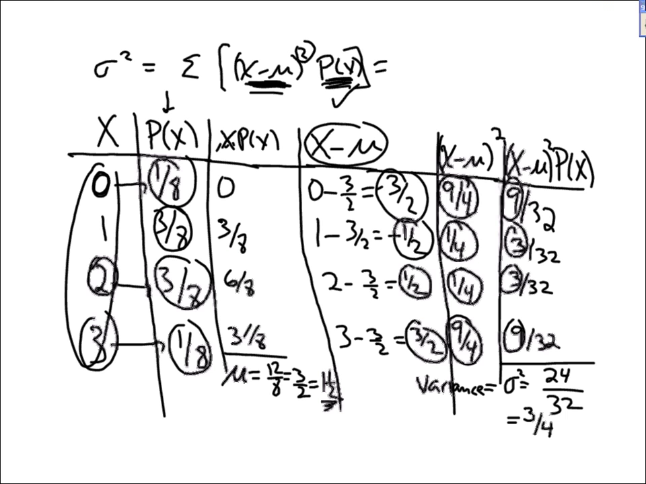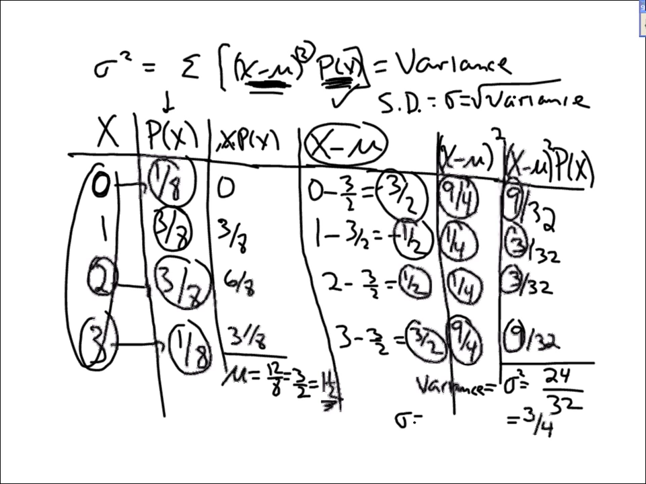The top formula was the variance. But remember, the standard deviation, which is denoted by sigma, is just the square root of the variance. If you have one, you have the other. The standard deviation is the square root of this number. It's the square root of the numerator, which I do not know, divided by the square root of the denominator, which I do know. The square root of 4 I know. So there is your standard deviation. And the variance is 3/4. That's using the formula on the very top.